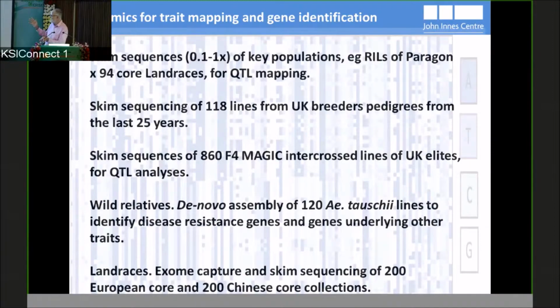F4 MAGIC populations are being sequenced. Wild relatives: my colleague Brande Wulff has de novo assembled 120 Aegilops tauschii lines to identify disease resistance genes. And we're exploring, together with the Chinese Academy of Agricultural Sciences, genetic differences between European and Chinese wheats, because there is a big difference, 6,000 years of independent domestication.